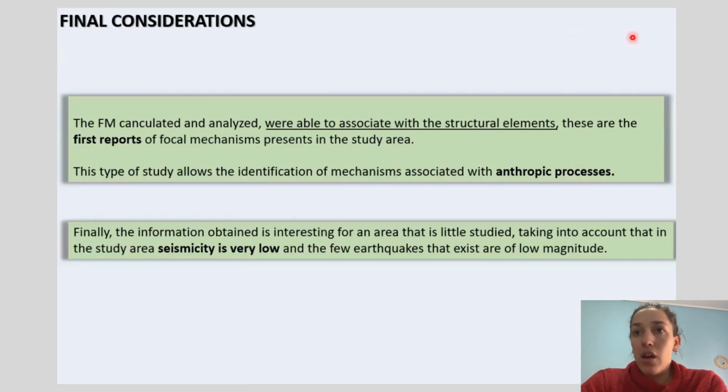For the final considerations, we have the focal mechanisms calculated and analyzed. We are able to associate them with the structural elements. These are the first reports of focal mechanisms in the study area. This type of study allows the identification of mechanisms associated with anthropic processes. And finally, the information obtained is interesting for an area that is little studied, taking into account that in the study area seismicity is very low and the few earthquakes that exist are of low magnitude.